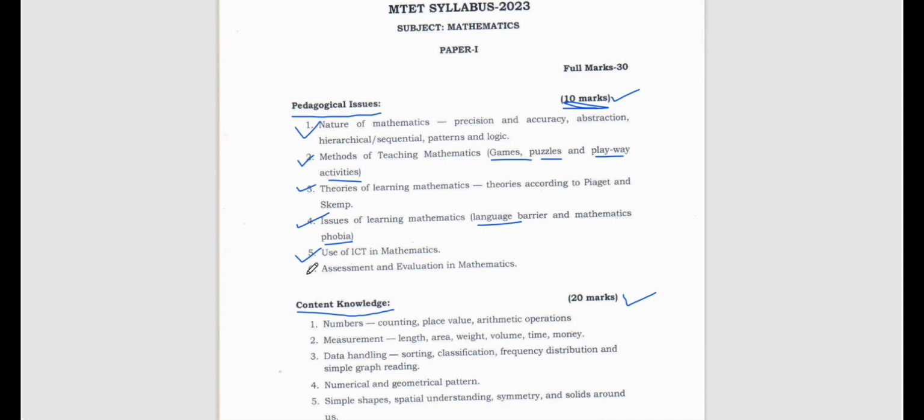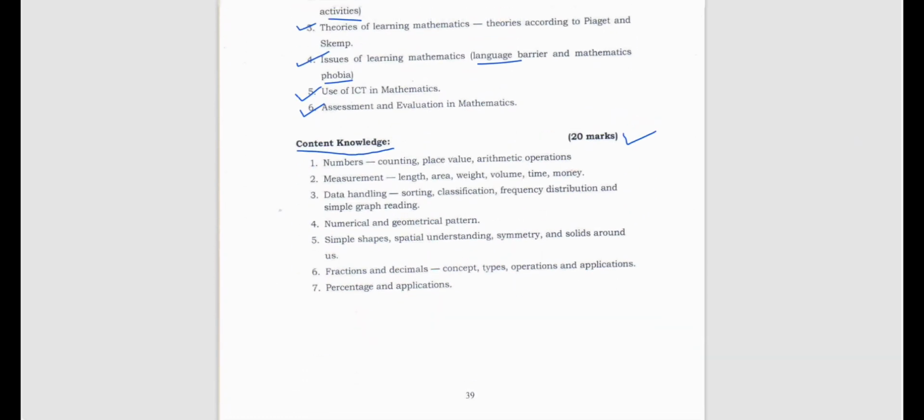Then assessment and evaluation we will also study. You know that assessment can be of two types, formative assessment as well as summative assessment, right? So how do we evaluate the child, how do we assess the child in mathematics, those things we shall take into account when we are learning this.